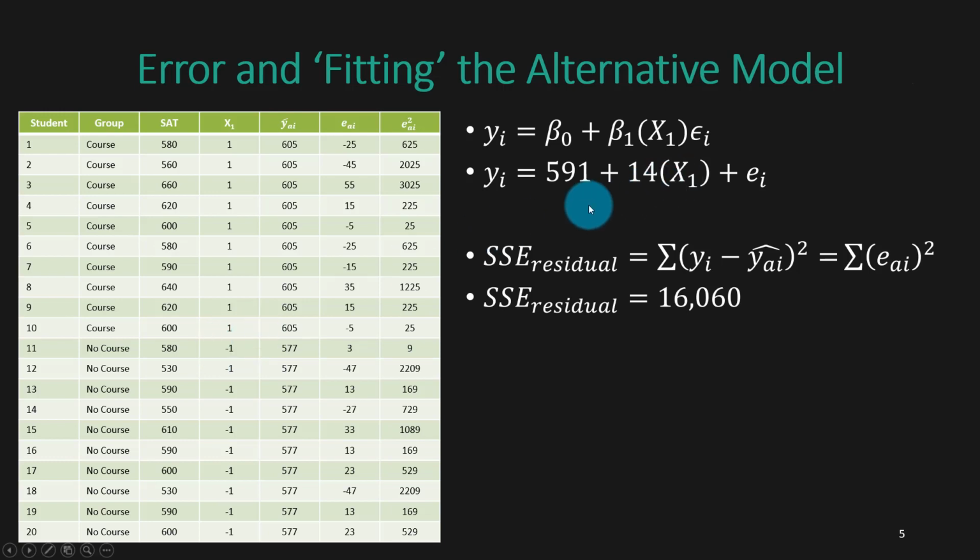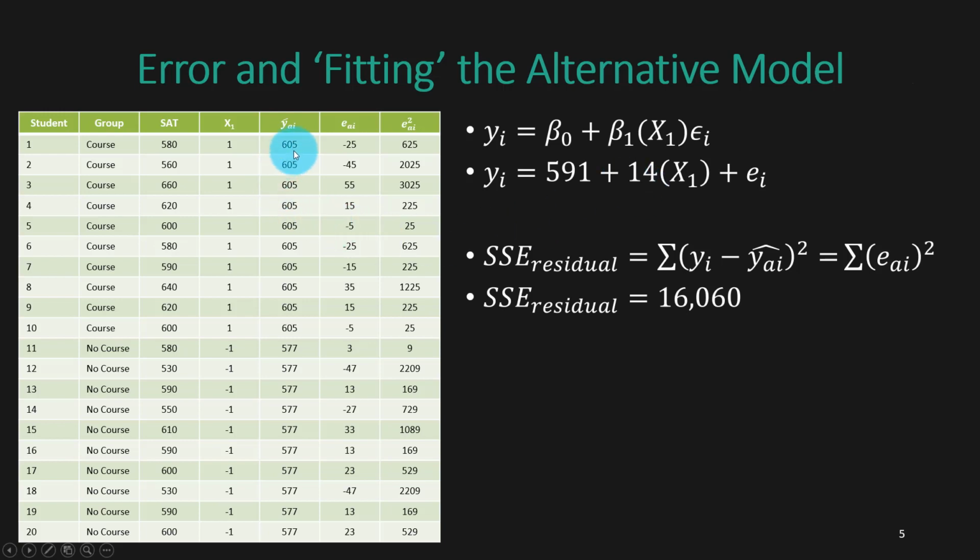Remember, our intercept is always going to be the predicted value of y when x is 0. So in this case, it's 591 because that's the average of the two group averages. And then our slope is going to be 14 because when we've contrast coded this x value, a 1-point increase takes us from the average and puts us into the course group, and a -1-point decrease takes us from the average and puts us into the no course group.